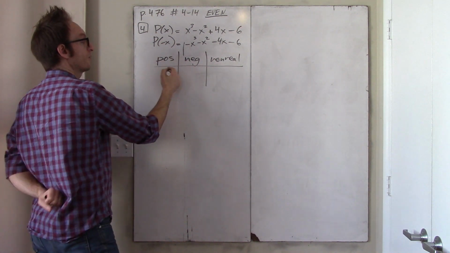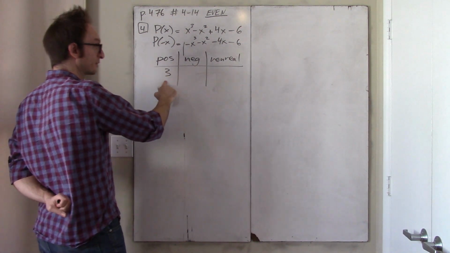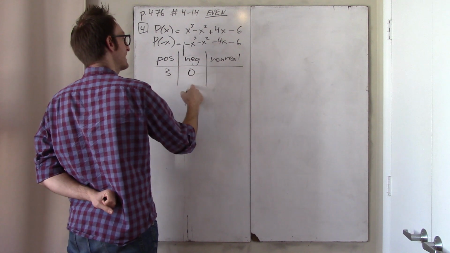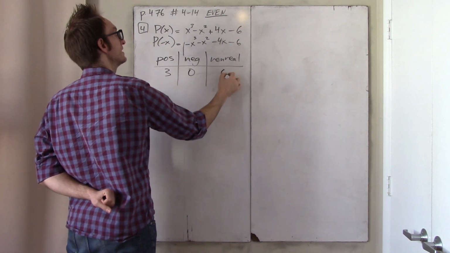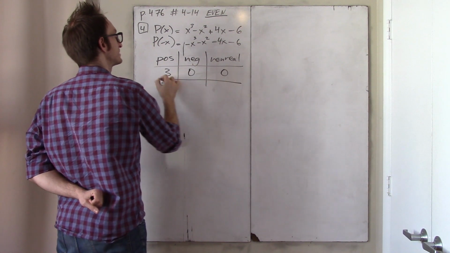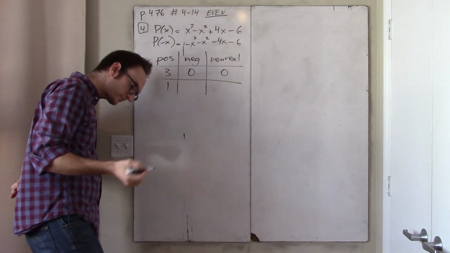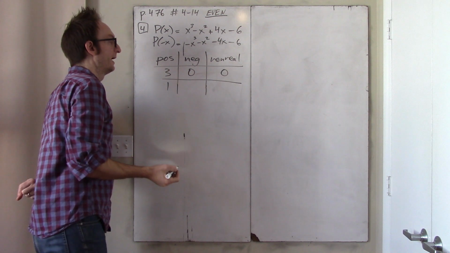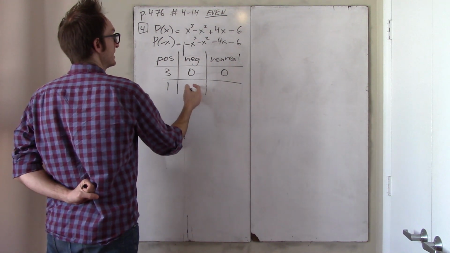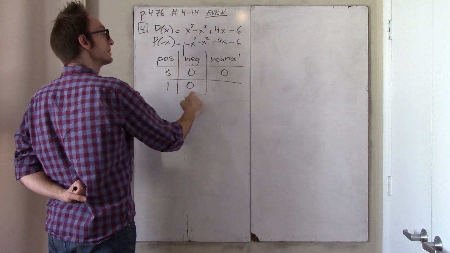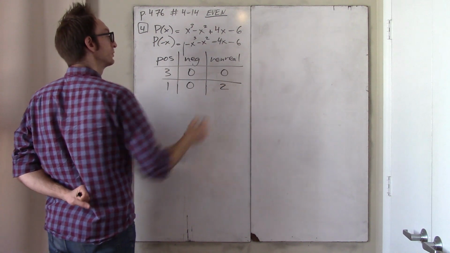Well, as we've seen, one of the possibilities is that there are 3 positive real roots, but there are definitely no negative ones. And since it's a cubic, there are 3 roots total, so that's all of them. But the other possibility is that there's only one positive real root, and we also saw that there were no negative real roots, so then the other 2 would be non-real.